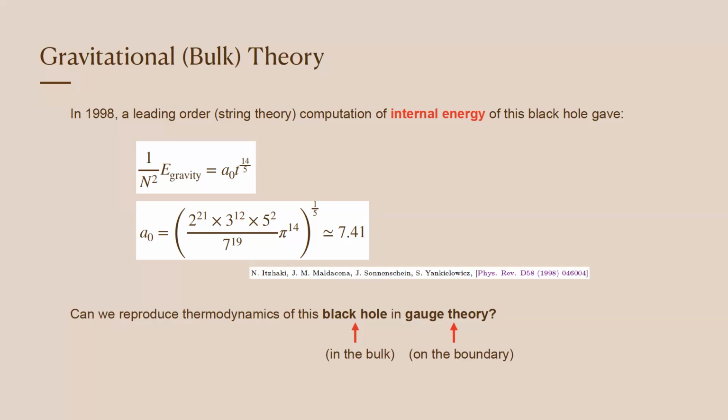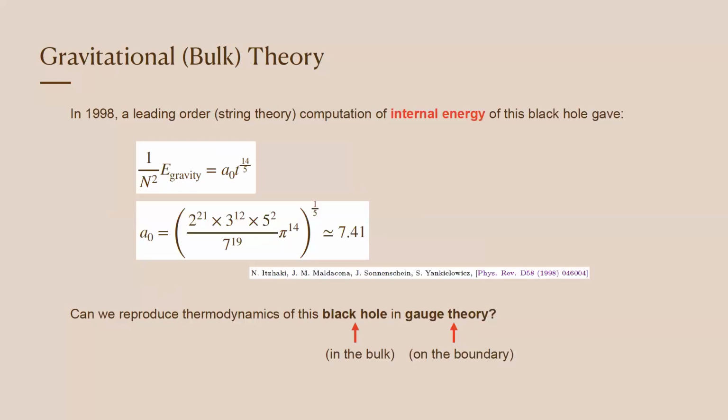Now the question is, can we reproduce the thermodynamics of this black hole in gauge theory? The dual theory, which is the quantum mechanics living on the boundary of space. And this theory contains no gravity. The bulk contains a black hole. It contains gravity and strings, all those things. So can we get this expression with this coefficient and this power of T from the boundary theory? That is the question.